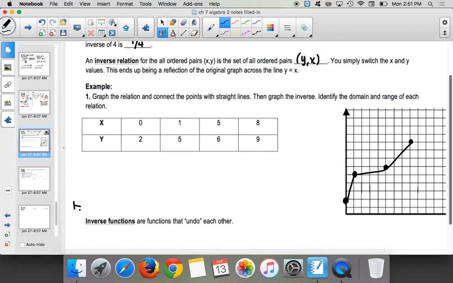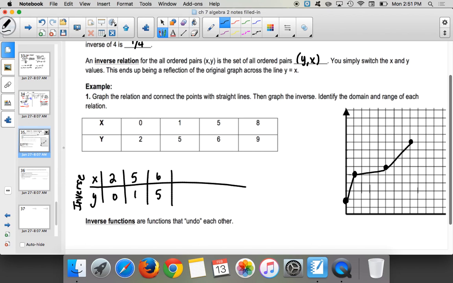All right, so now if I talk about the inverse. The inverse is going to take all of those x values that we had before, switch them and make them y values. And all the y values we had before are going to switch and become x's. So instead of having (0, 2), I'm going to have (2, 0). Instead of having (1, 5), I'm going to have (5, 1), and then (6, 5), and (9, 8). So when I graph this one, I'm going to have (2, 0), (5, 1), (6, 5), and then (9, 8).